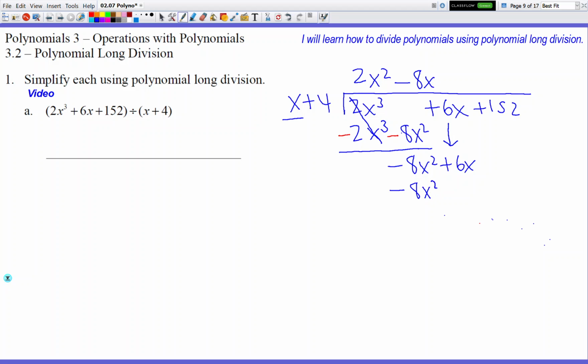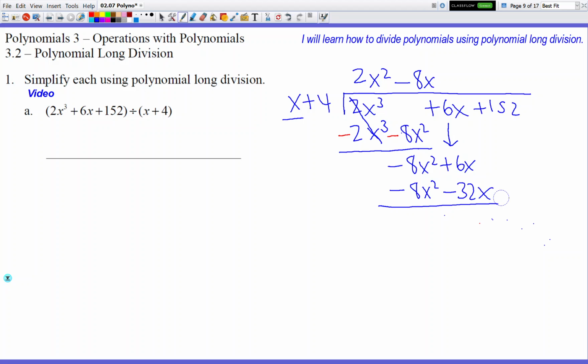So negative 8x squared. If you start to notice a pattern, hopefully you notice that these two terms match. Because if they match, they're going to cancel out when I change the signs with the red pen on the top, like I did in round 1. So let's go negative 8x times positive 4. Guaranteed that's a negative answer. My number is going to be 32, and my letter is going to be x. Okay, so I draw my line.